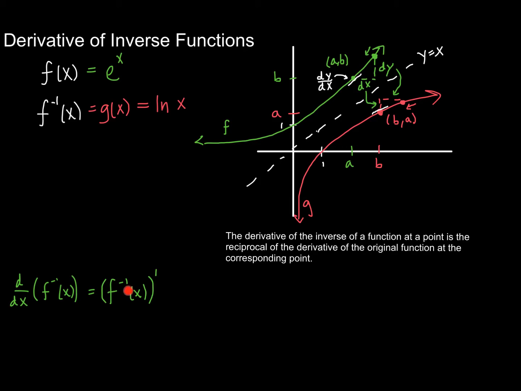Well, think about it. We were given the x value, or in other words, b. What we need to do is evaluate the derivative of our original function, not at b, but at a. Because a, the y value of our inverse function, is the x value of our original function. How do we find a if all we have is b?